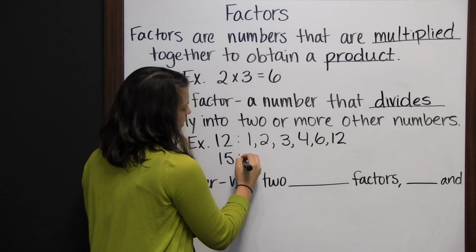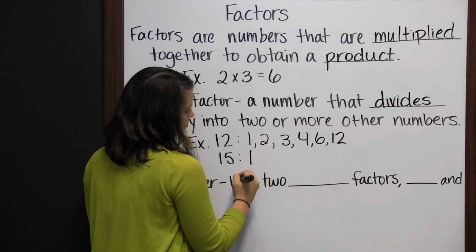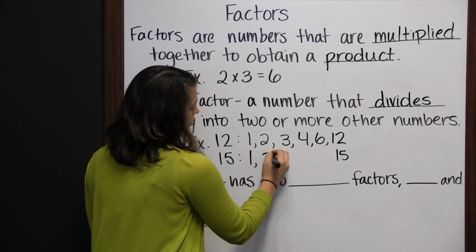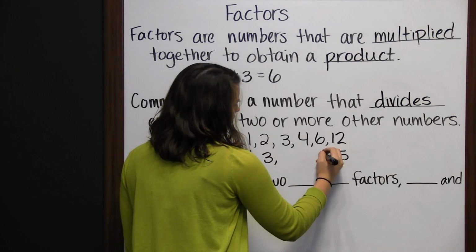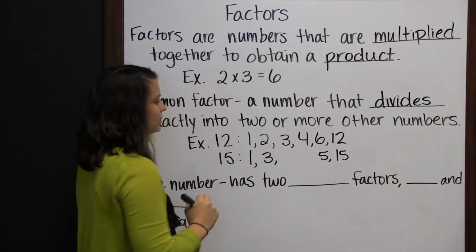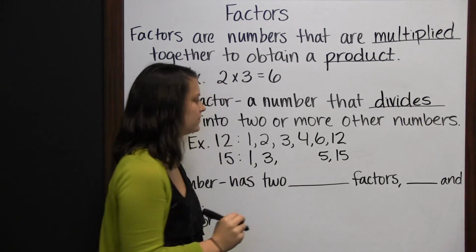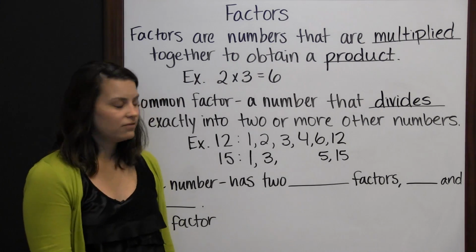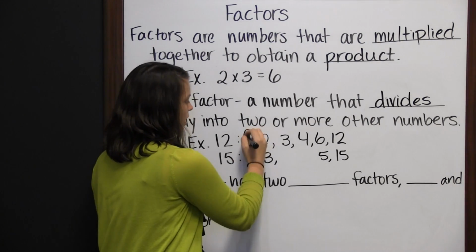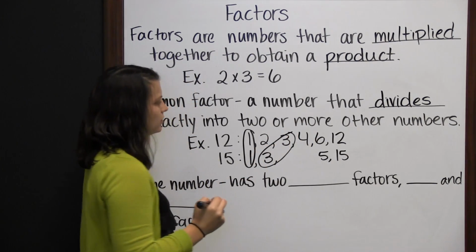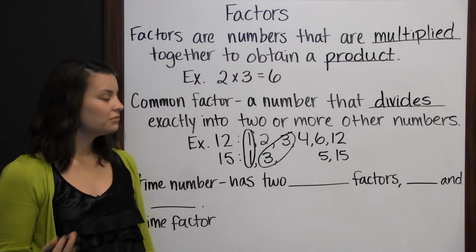The factors of 15 are 1 times 15 and 3 times 5. So the factors of 15 are 1, 3, 5, and 15. The common factors are 1 and 3. Those are the factors they have in common.